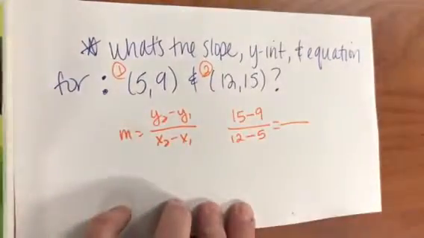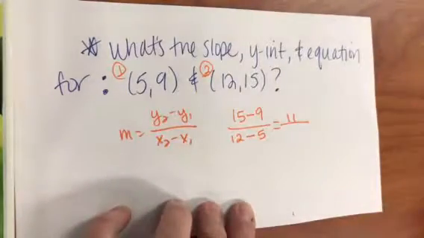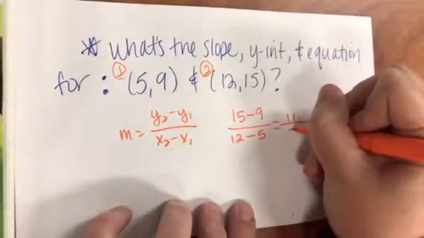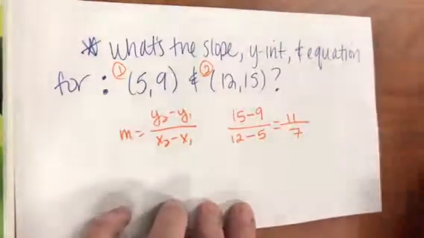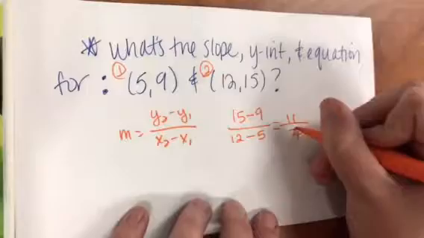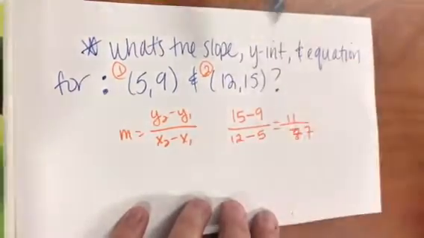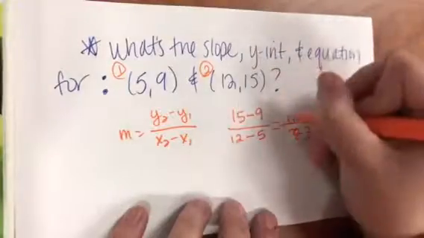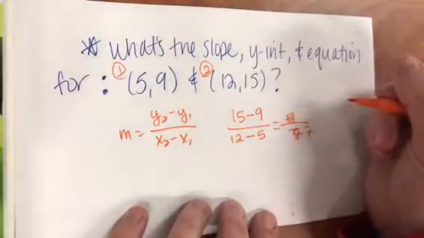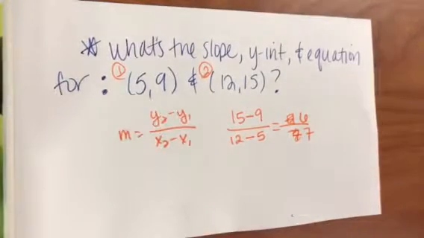So 15 minus 9 is? 6. And 12 minus 5? Is 7. I can't do math upside down. It is 7. No, this one is 6. Yeah, it is 6. Where did you get 11? Because I'm doing it upside down. It's weird. Okay, so 6 over 7, leave it as a fraction.